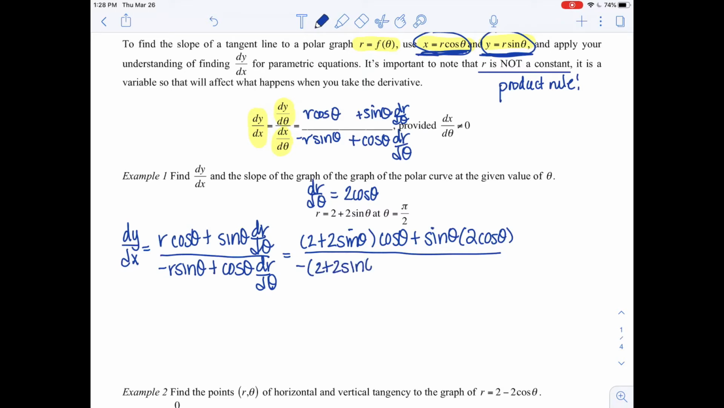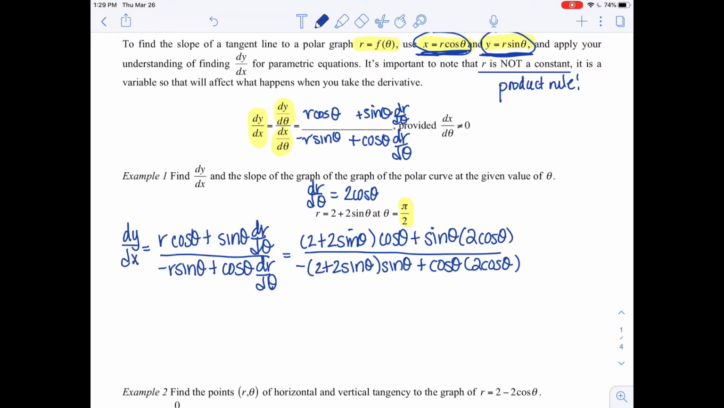In the denominator, I have negative times r. r is still that whole expression, 2 plus 2 sine theta, multiplied by sine of theta, plus cosine of theta times 2 cosine theta again. That's dr d theta. In terms of finding the derivative, there's nowhere that says you have to simplify it. I don't think you should simplify it unless it truly makes your life easier. I would leave it just as is and then plug in the given value of theta that they ask you for and then evaluate it at that point.